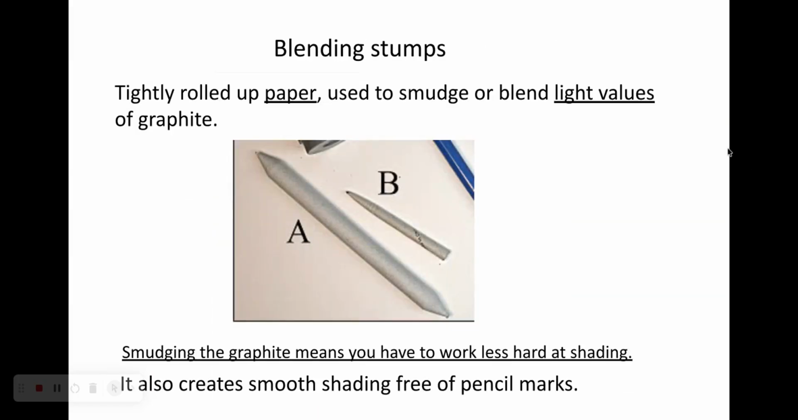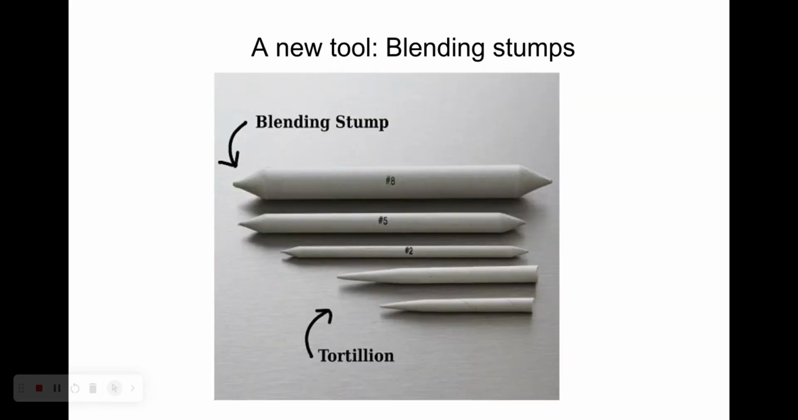So what is a blending stump? It is a tightly rolled up paper. It's used to smudge or blend light values of graphite. And what this means is you just have to work a little less hard at shading, because now you have this blending stump to blend everything together.